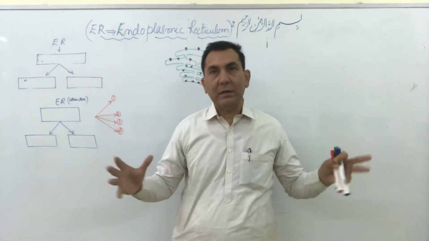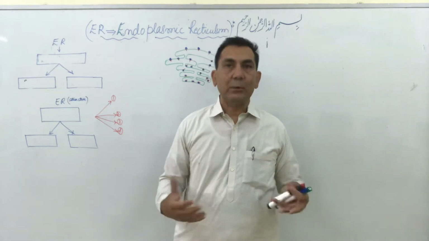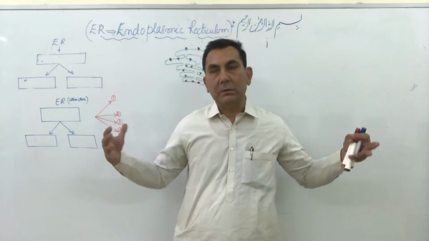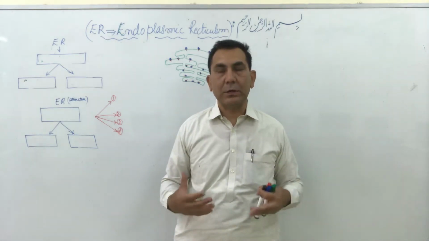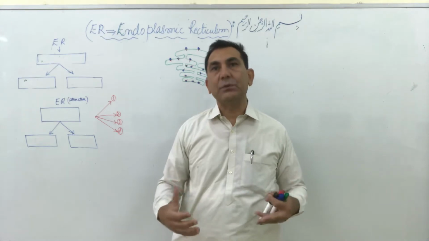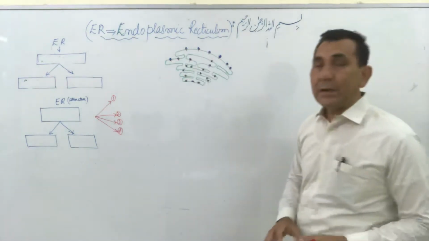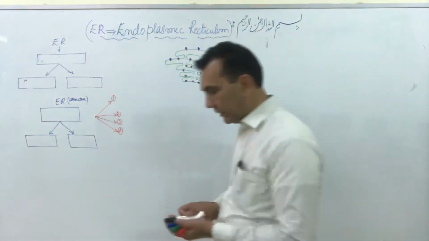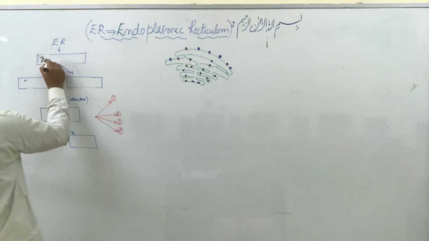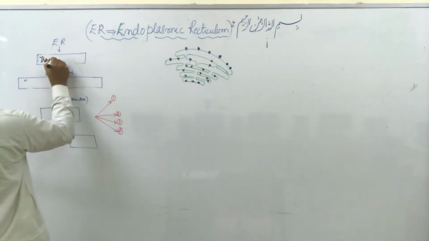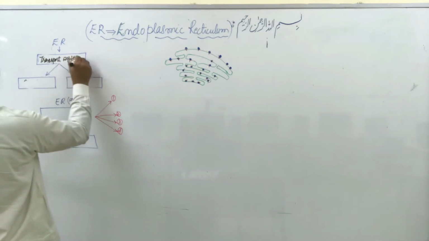It carries lipids, cholesterol, fatty acids and proteins from the rough endoplasmic reticulum and from the smooth endoplasmic reticulum and sends them to the different parts of the cell. The endoplasmic reticulum is actually the transport system of the cell.